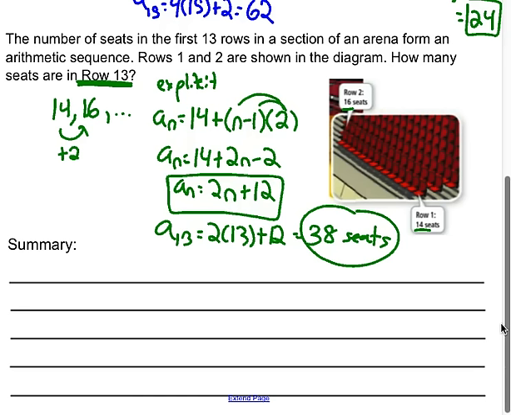So lots of good stuff here in discussing these arithmetic sequences in terms of their explicit and recursive definitions. So take a moment for me and please write out that summary, okay? Write something that you noticed or any questions you have, and then come back ready to do your practice work.